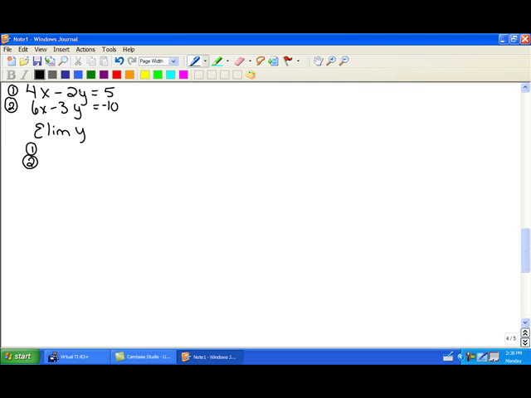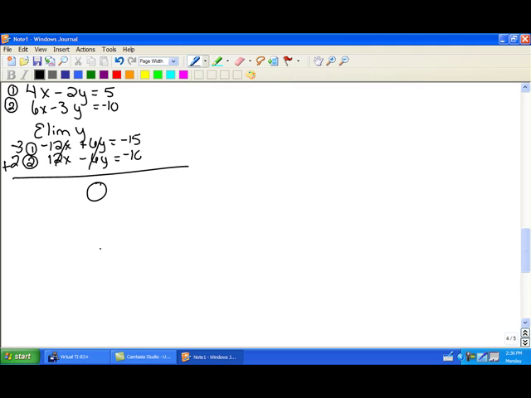In order to make a positive 6y, I can multiply equation 1 by a -3, and that will give me a -12x plus 6y is going to equal a -15. Since I need the second equation to be a -6y, all I have to do is multiply that whole equation by 2. That's going to give me a positive 12x minus 6y is going to equal a -10.